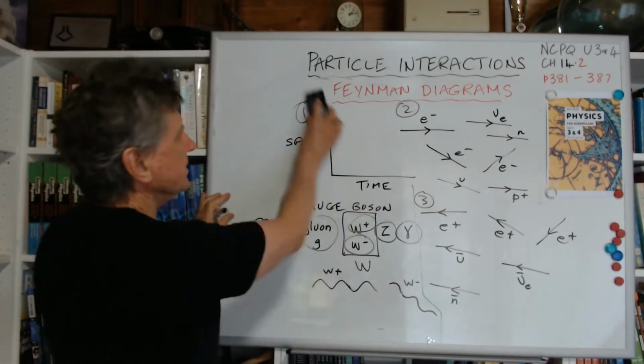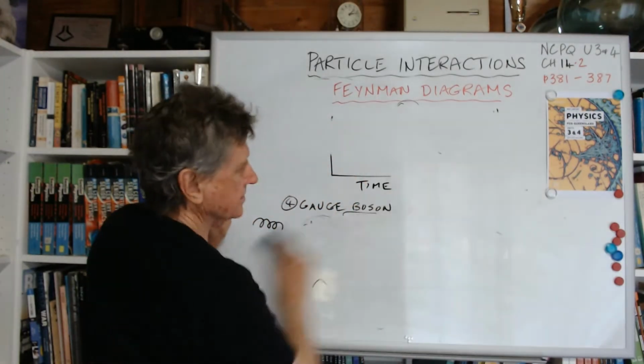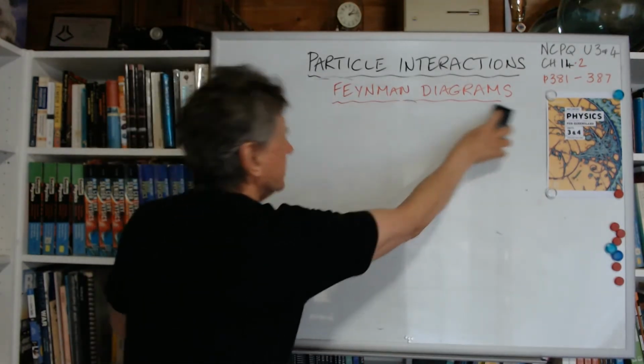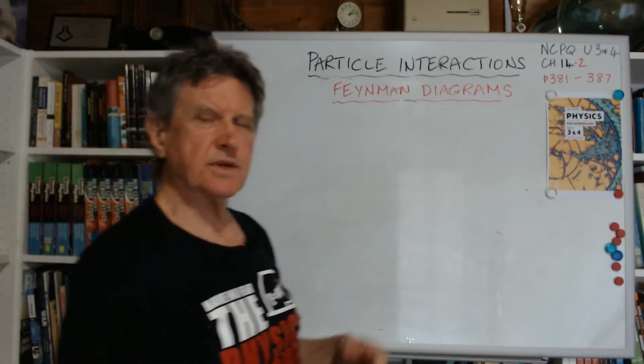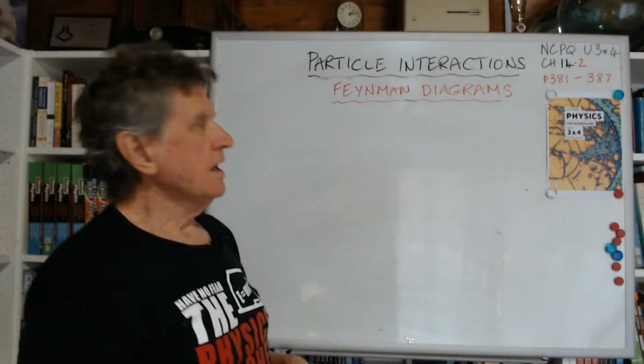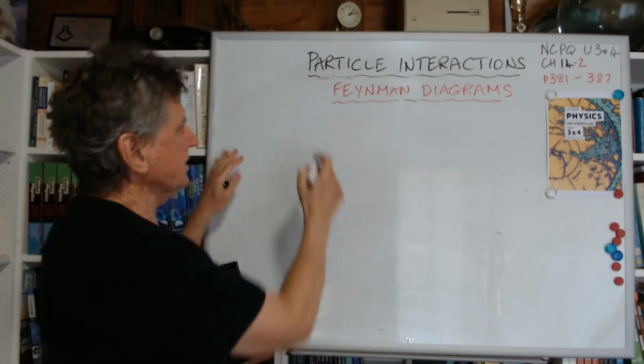Now, the second thing to look at is how do you represent interactions? So they're the conventions for the particles themselves, but how do you represent interactions? Now, there's a couple of things you can do here.